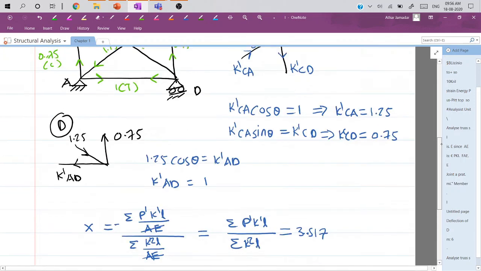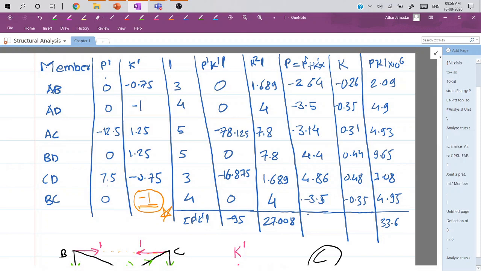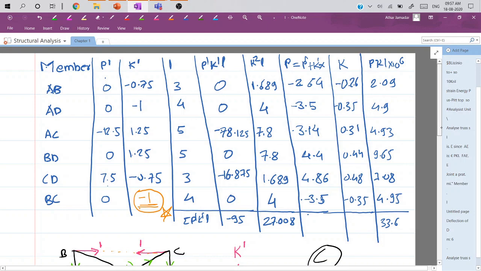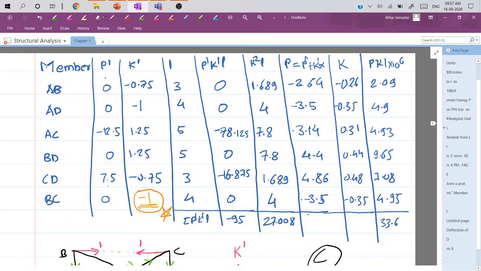So in this table, after finding out values of P dash K dash L and K dash square L, we have taken summation and come up with the value of X, and final force in member P is equal to P dash plus K dash into X. Up to finding out this value of P is nothing but analysis of indeterminate truss, and after that we were asked to find out deflection at point C. So we have found out member forces in each member by applying a force of 10 kilonewton at point C. Fortunately deflection is also asked in that direction.